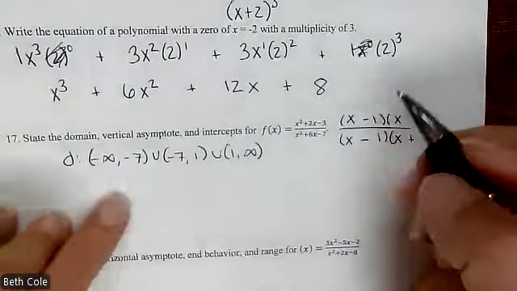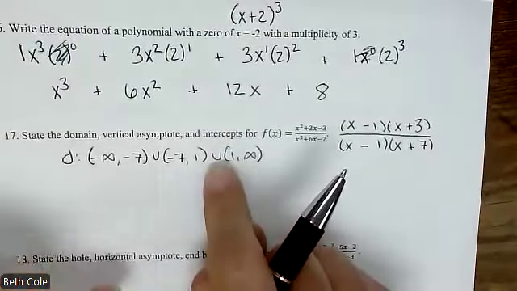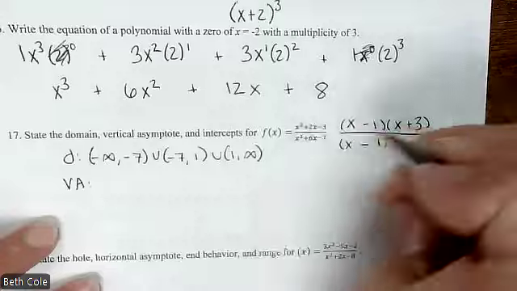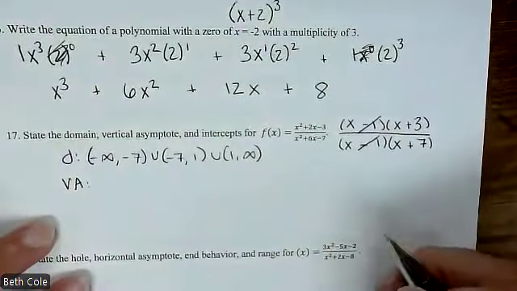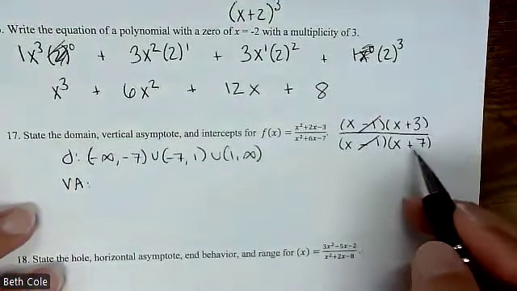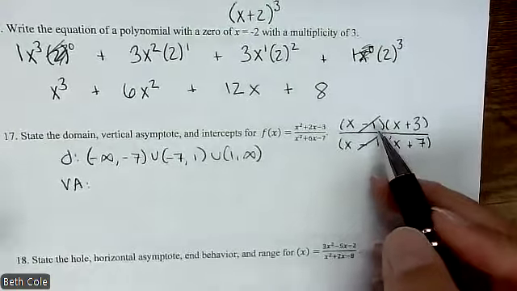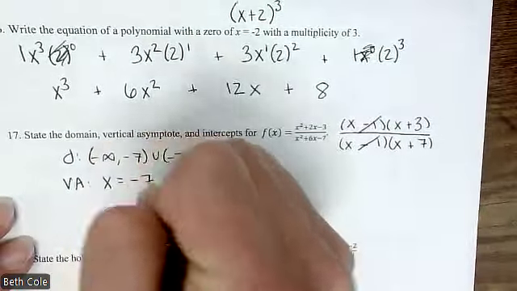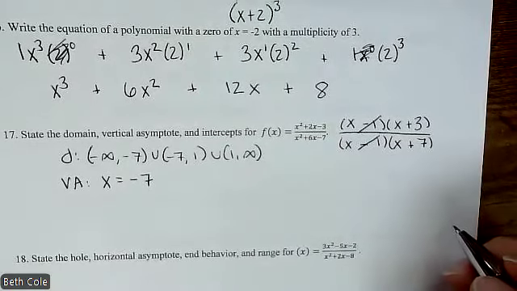All right, vertical asymptote. It's either the -7 or the 1. It's one or the other of those. Which one is the vertical asymptote? Yeah, -7. Because 1 would be what? The hole. I didn't ask you for that, but it would be at 1.